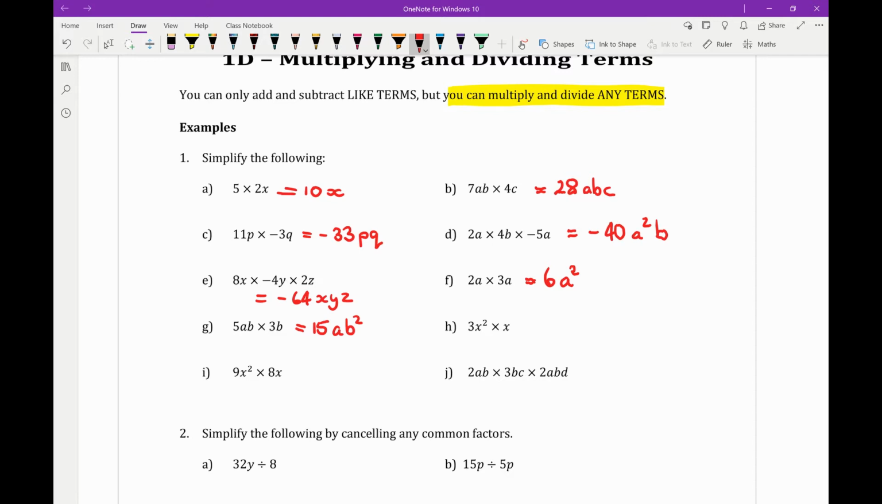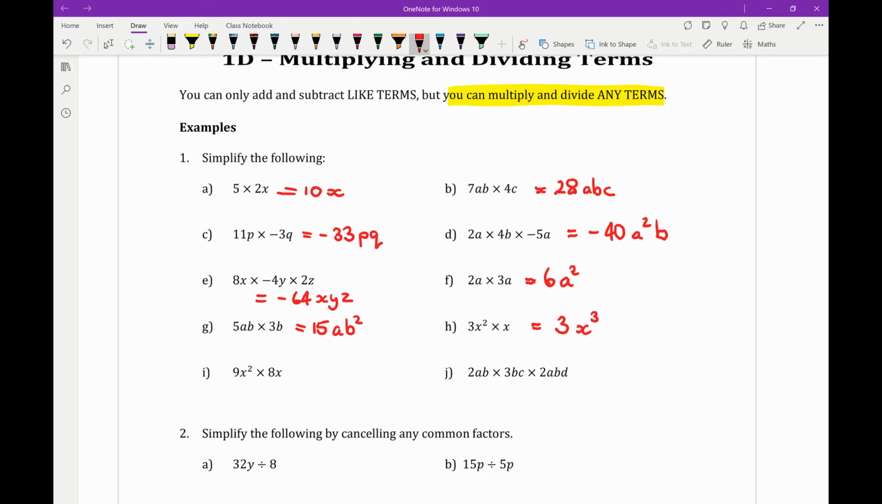H, 3x squared times x. The numbers that you'd multiply would be 3 times 1, so it really just stays as the 3. And your x squared times another x, well, x squared is 2 of them. If I get an extra one, that becomes 3, so x cubed.